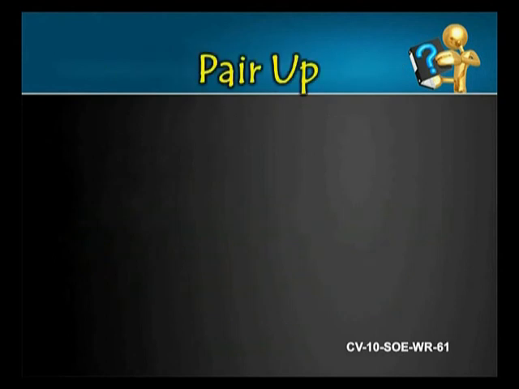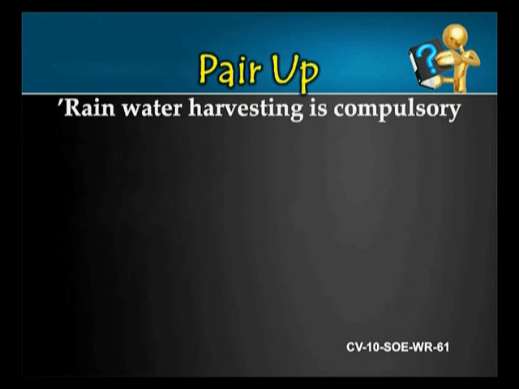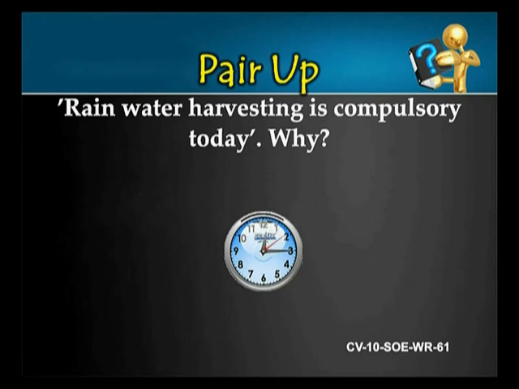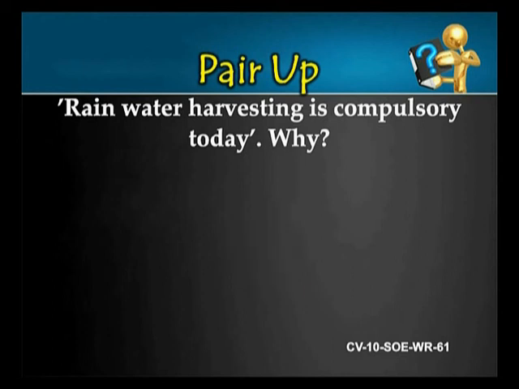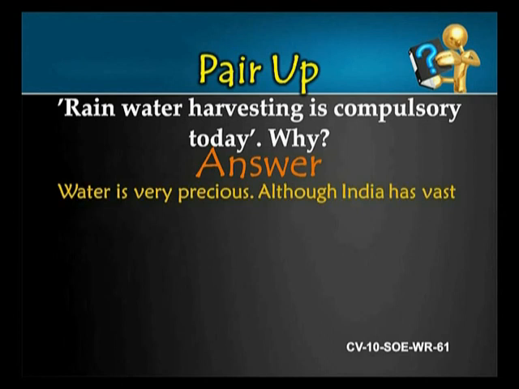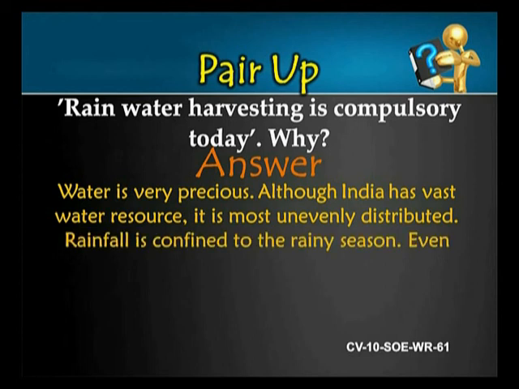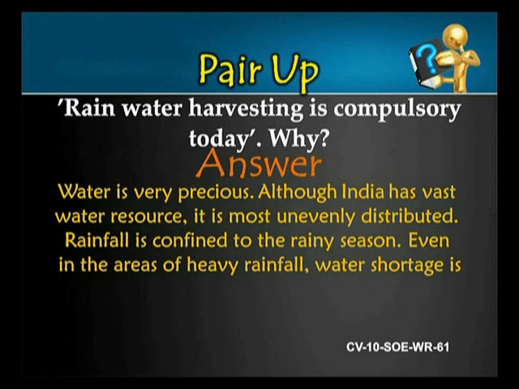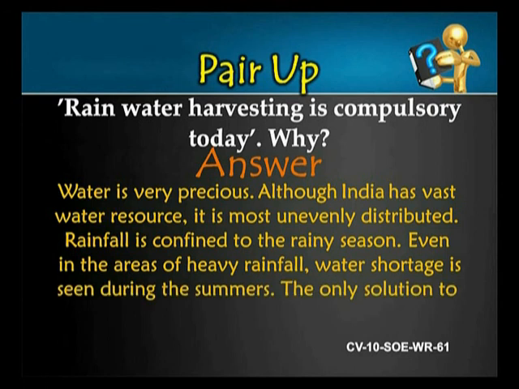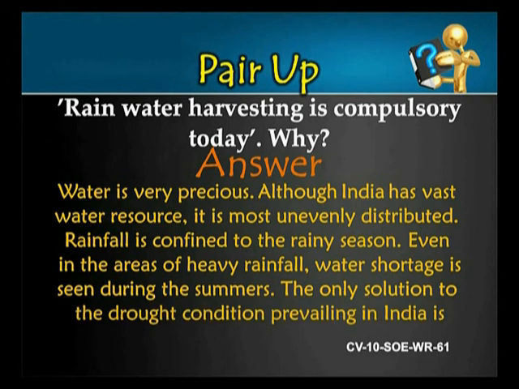Pair up and answer the questions, children. Rainwater harvesting is compulsory today. Why? The answer is, water is very precious. Although India has vast water resources, it is most unevenly distributed. Rainfall is confined to the rainy season. Even in the areas of heavy rainfall, water shortage is seen during the summers. The only solution to the drought condition prevailing in India is rainwater harvesting.